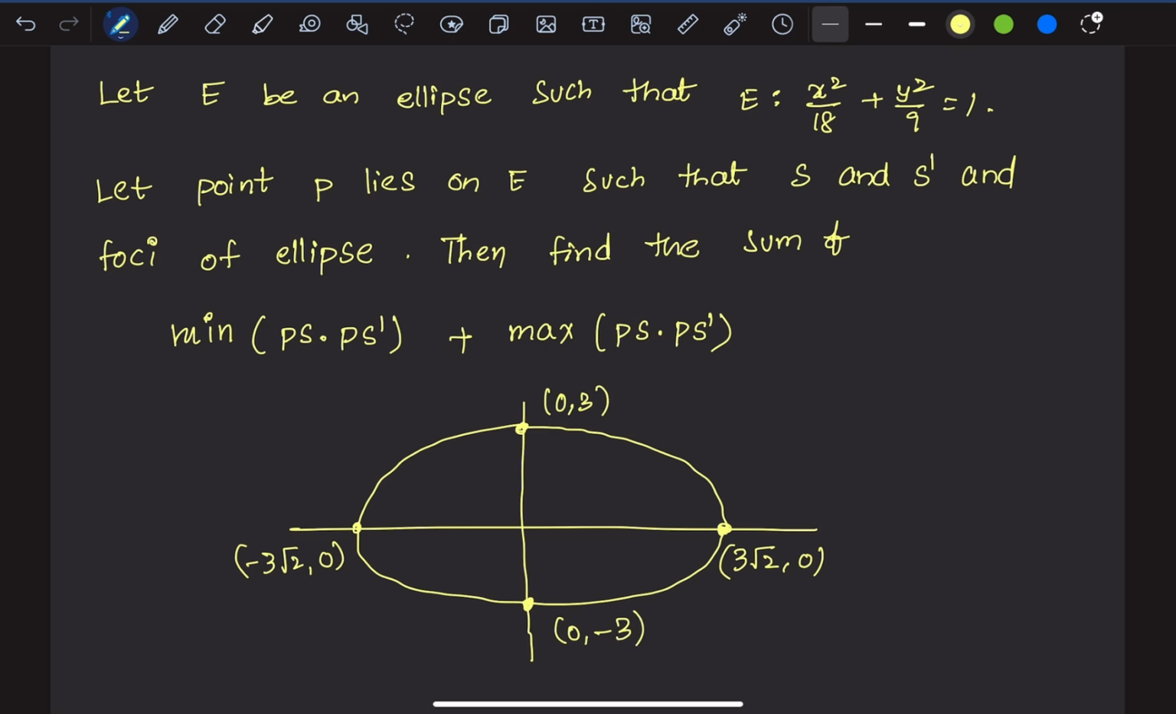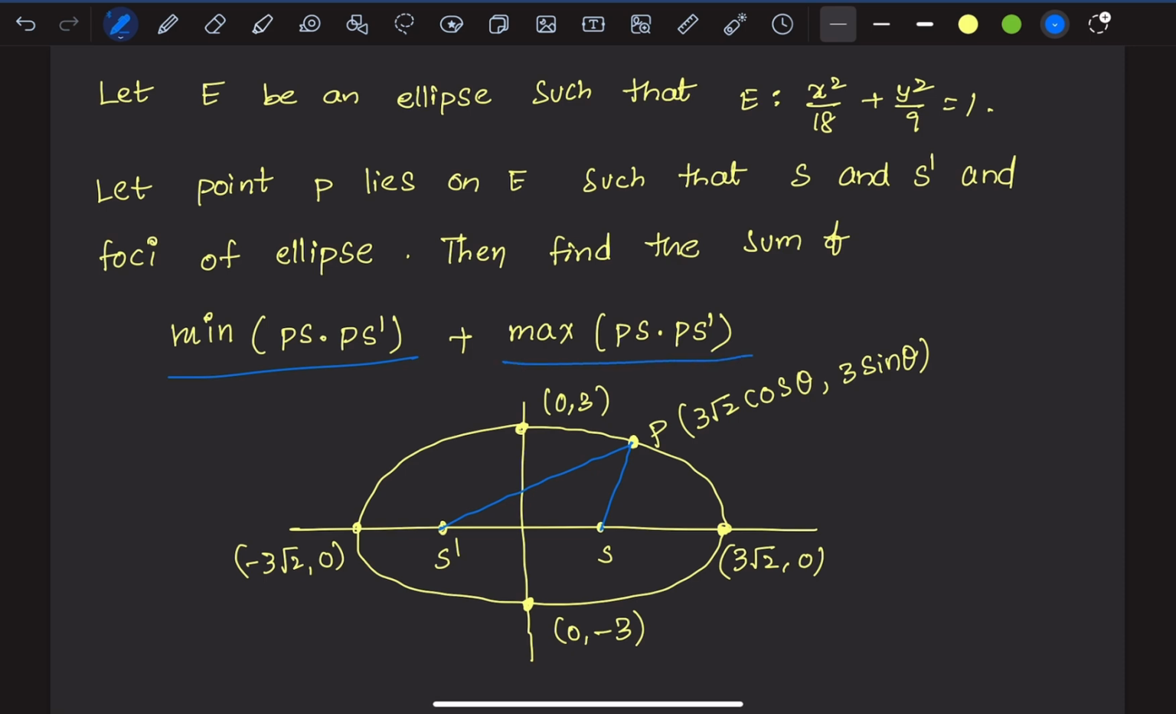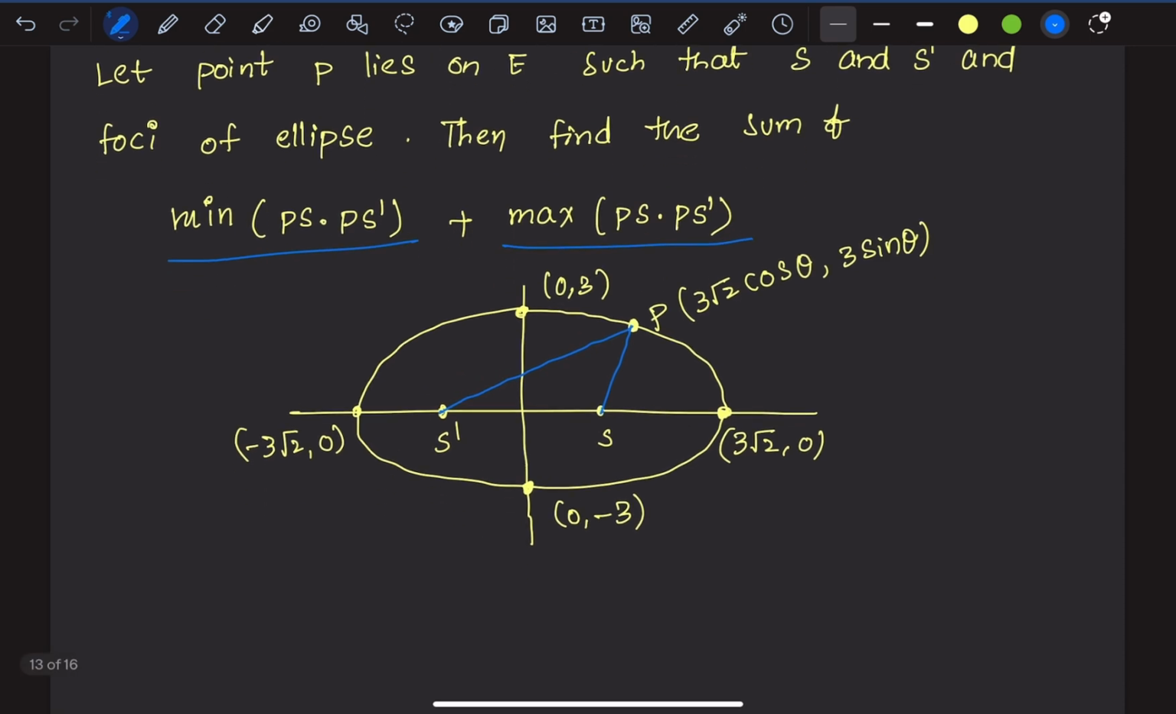Now a point P lies on E. So let us say there is a point P. All right. So this general point can be written as 3 root 2 cos theta comma 3 sin theta. And S and S dash are foci. So there is one focus S dash here and another focus S here. Since they are talking about PS and PS dash, this is PS dash and this is PS. So you have to multiply PS and PS dash and find the minimum value, find the maximum value, and then add them up. So that is what you have to do.